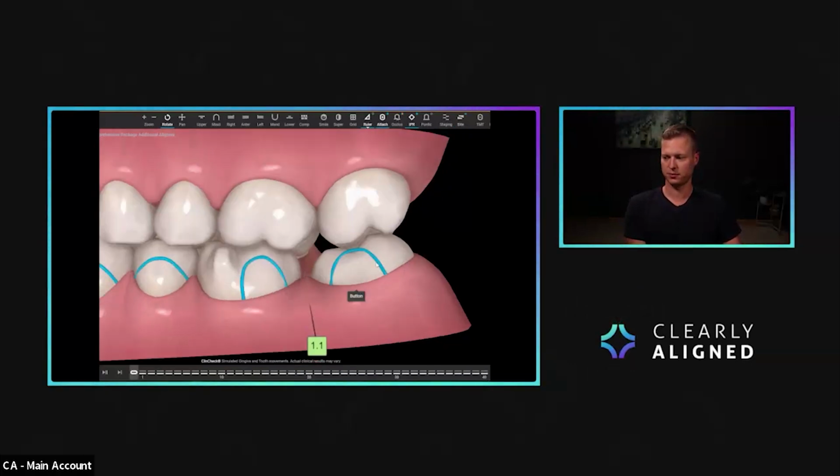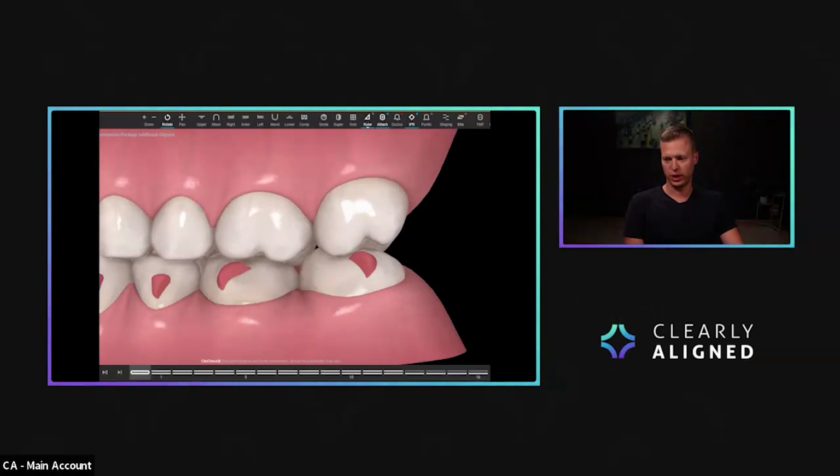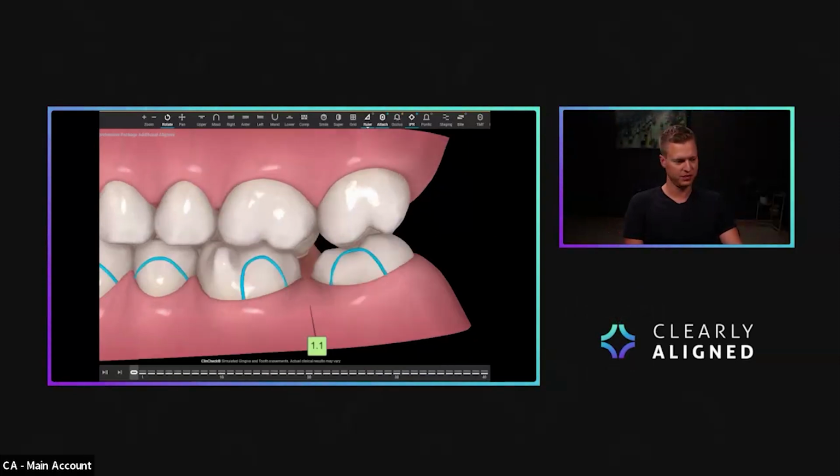So pretty straightforward. Now, at the same time, when he comes back, this is where we're going to go ahead and add our auxiliaries. What we're going to do is we recognize the fact that we want to work on the position of these teeth, and we're not having success with the aligners, so we're going to focus instead on using some partial brackets.